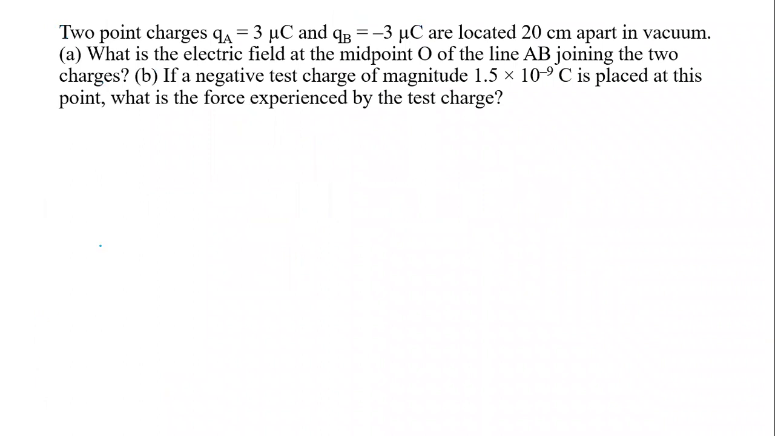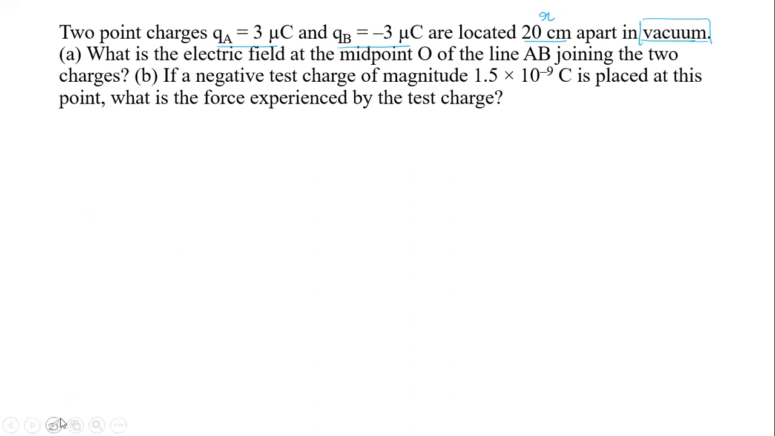Look at the question now. There are some questions already discussed in the previous class. Two charges are given here, QA and QB, located 20 centimeter apart in vacuum. This is very important: in which medium they are given. Now they're asking what is the electric field at the midpoint of line AB joining the two charges.